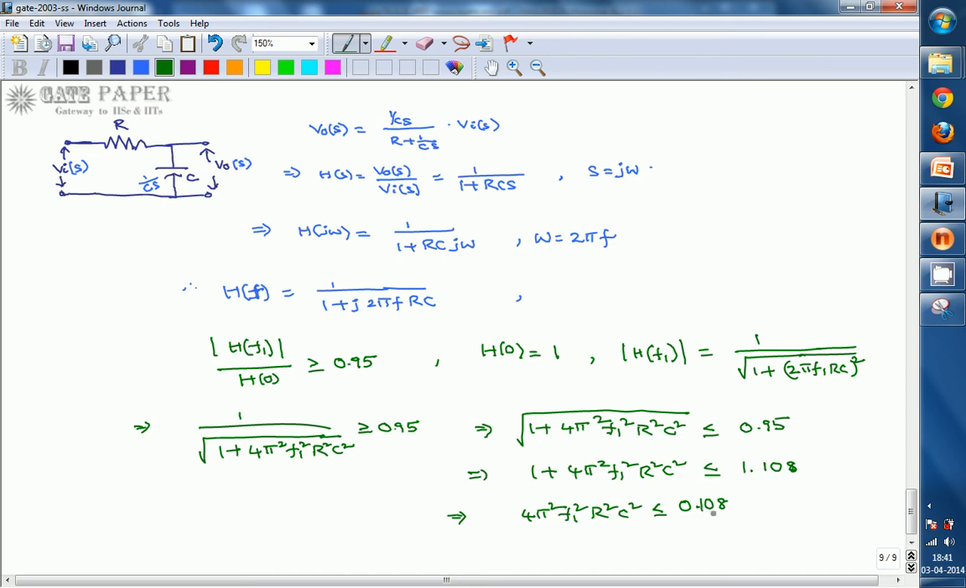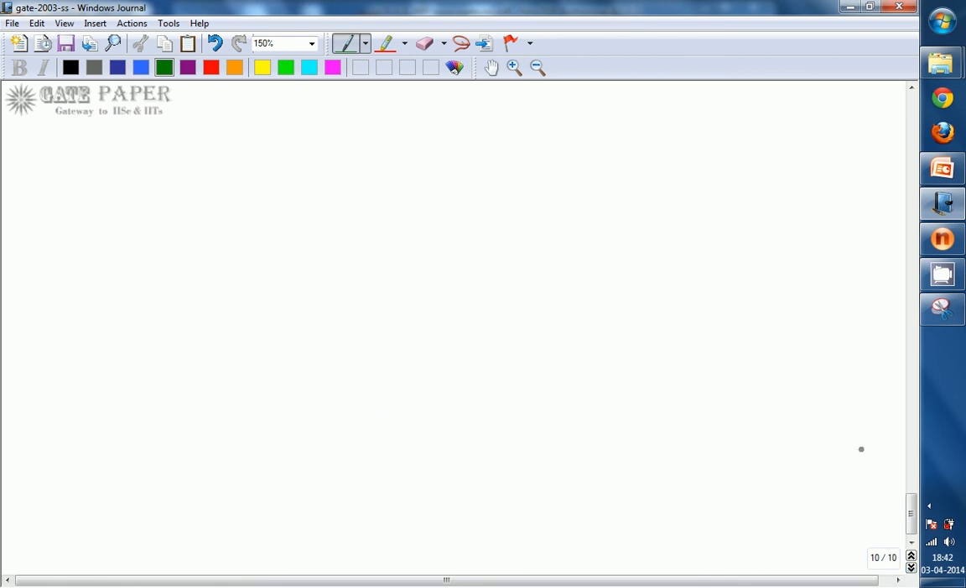Take the square root on both sides, then it becomes 2 pi f1 RC less than or equal to the square root of 0.108, which is 0.329. Then the f1 value becomes f1 less than or equal to 0.329 divided by 2 pi RC.